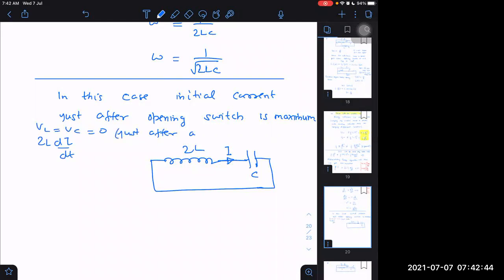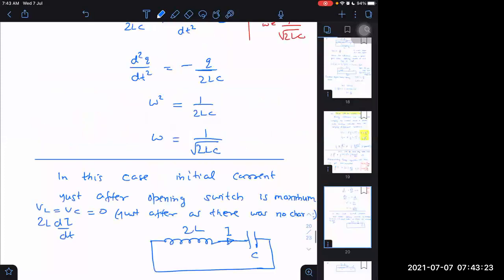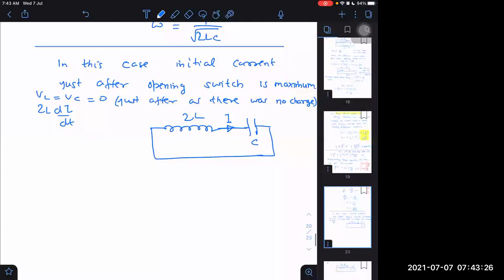As there was no initial charge, there was no charge at that instant. Usually, steady state is before opening the switch. Before opening the switch, there is a steady state, before time t equals 0. No, wait a second. Before time t equals 0, there is a steady state.